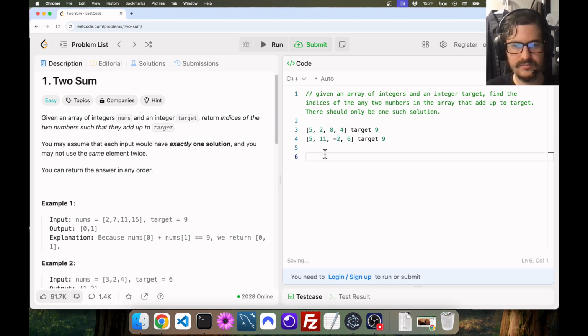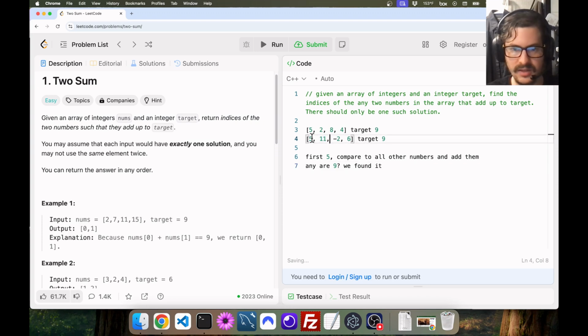Well, we start off, and this is just an example, for every algorithm this tends to be a little different. I'm going to look at this and say, okay, well, if you gave me this and told me to find 9, first I'd look at 5. First 5. Then I compare 5 to all other numbers and add them. If I get 9, we found it, right? So I'd say, okay, 5 plus 11, no, that's 16. 5 plus -2, that's 3. 5 plus 6, that's 11. Well, none of those are 9. Okay, well then we move on.